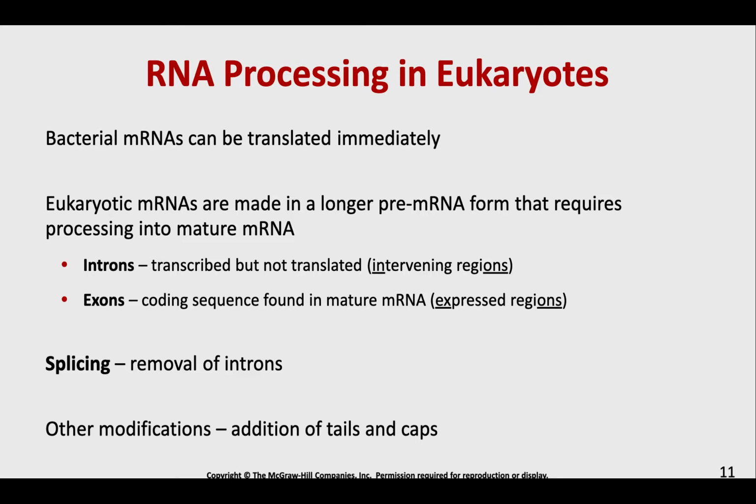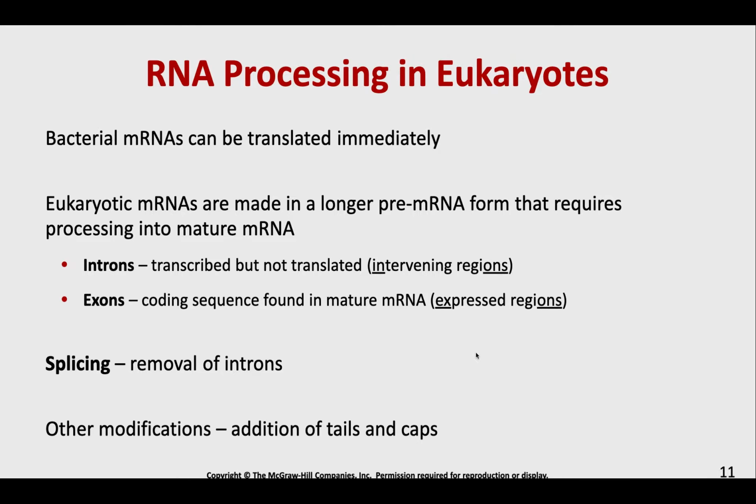So if we look at the pre-mRNA, we have these two alternating regions, essentially. We have introns, which have been transcribed, right, but they are not going to get translated. And we have exons, right? Exons are the coding sequence that we are actually going to find in the mature mRNA, the coding sequence that codes for genes. A good way to remember this: introns are the intervening regions, and exons are the expressed regions.